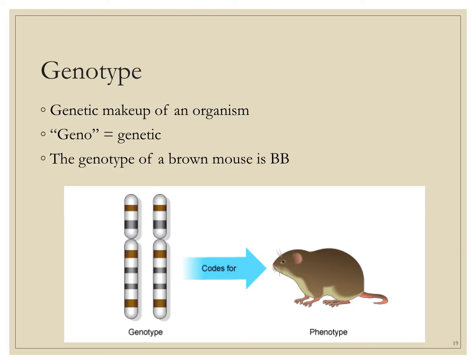Genotype is the genetic makeup of an organism. So geno is equal to genetic. And that's going to be what the alleles are. So the B's or the T's or the S's, it's how you're going to write it on the Punnett squares. That's the genotype.